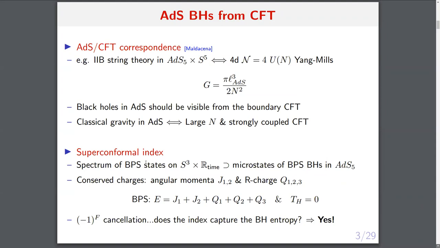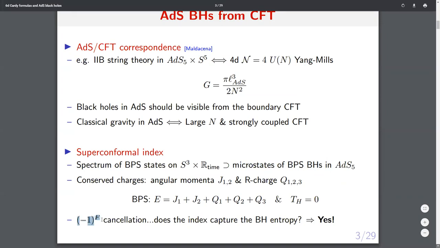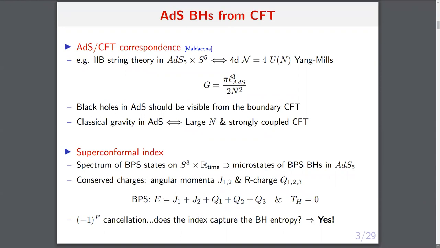However, even if the superconformal index counts the microstates of the BPS black holes, there is a cancellation between the bosons and the fermions. So there has been a question of whether, after the boson-fermion cancellation, the index captures the black hole entropy or not. In the next slide, I will show you concrete evidence that the answer is actually yes.